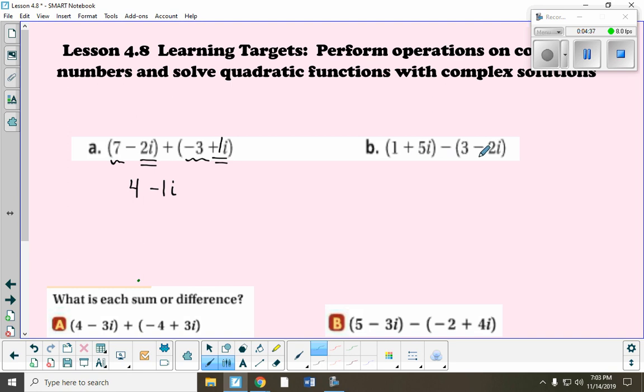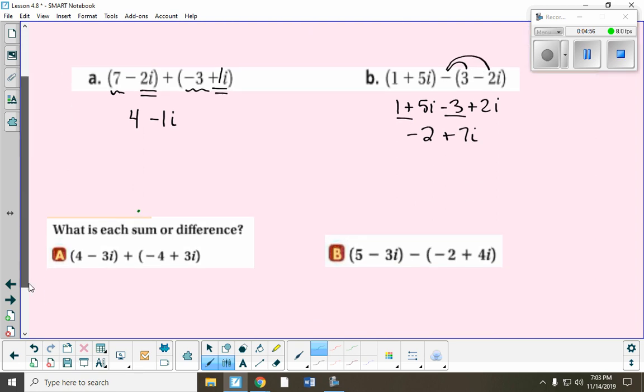Here we're subtracting them. Now the only thing that you have to remember here is you're subtracting all of this, so you need to distribute the negative through. So 1 minus 3 is a -2, so add the real part. And then 5i plus 2i is 7i. Let's just do a couple of those.